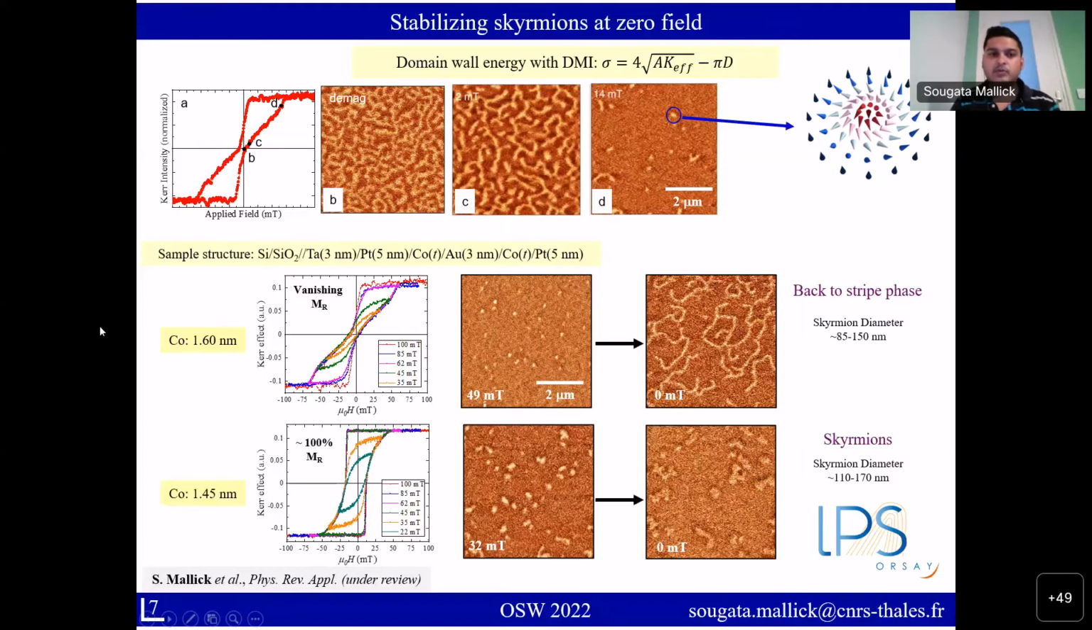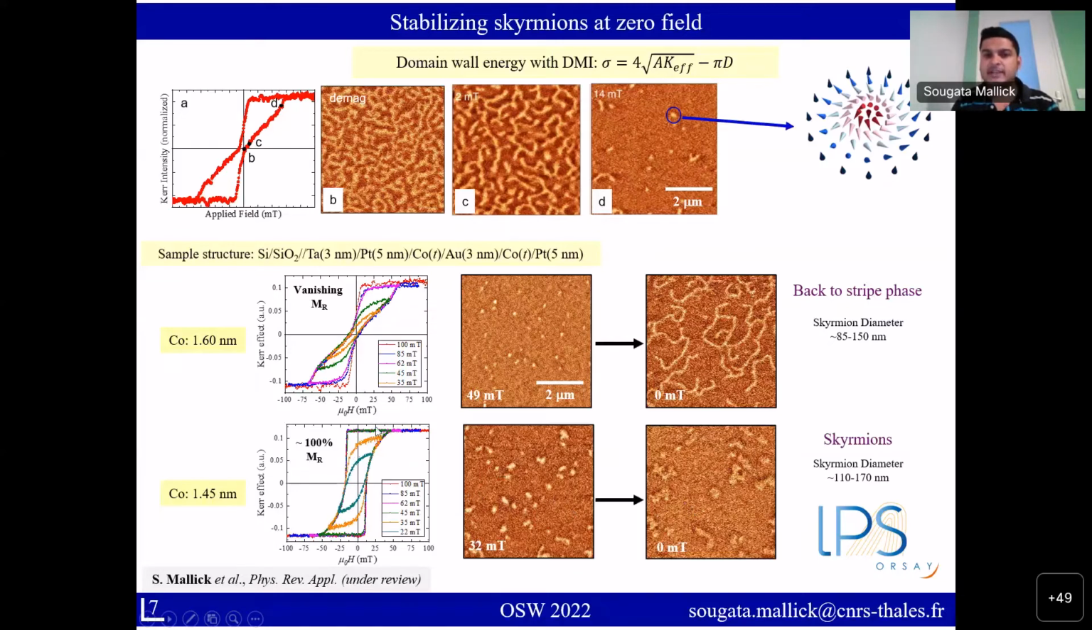And now what we do is decrease the thickness of this cobalt layer from 1.6 to 1.45 nanometers, and you see from the hysteresis loop that now the nucleation field has moved to the other side, giving us almost 100% remanence, and we can stabilize skyrmions in some external magnetic field, and as soon as we release it, the skyrmion texture retains its shape.